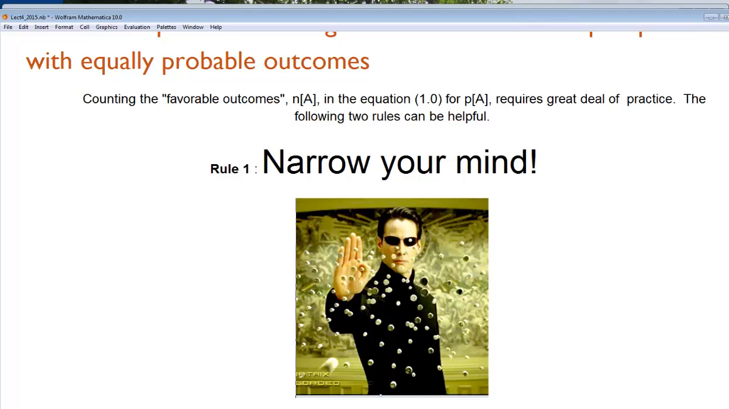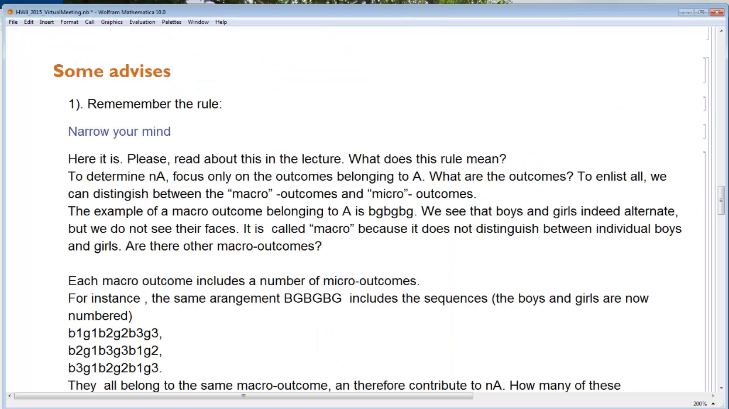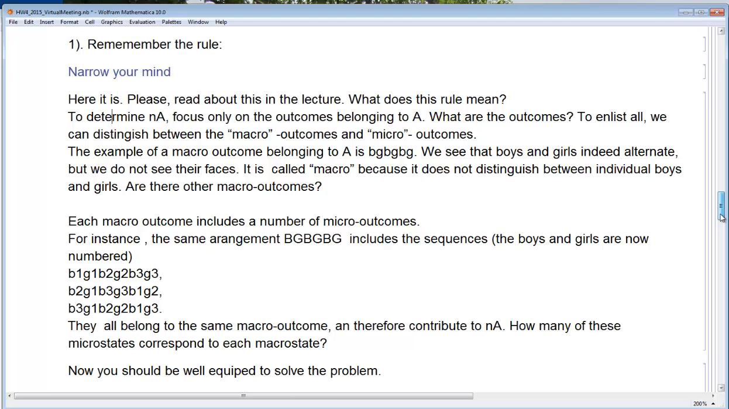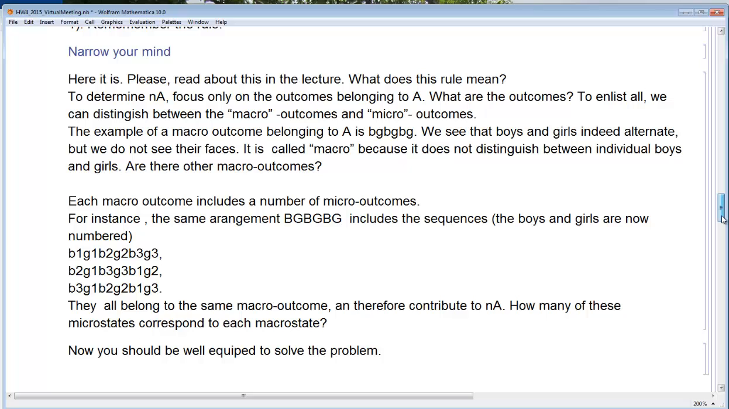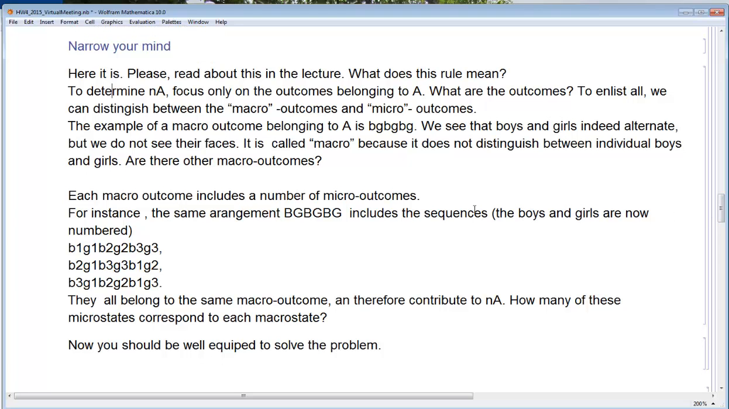What are the outcomes? To list them all, we can distinguish between the macro outcomes and micro outcomes. The example of a macro outcome, which is actually a group of outcomes, is BG, BG, BG: boy, girl, boy, girl, boy, girl. We see that boys and girls indeed alternate in this macro outcome, but we do not see their faces. So it's called macro because it does not distinguish between individual boys and girls. Are there other macro outcomes in this problem belonging to the same event? You have to answer.